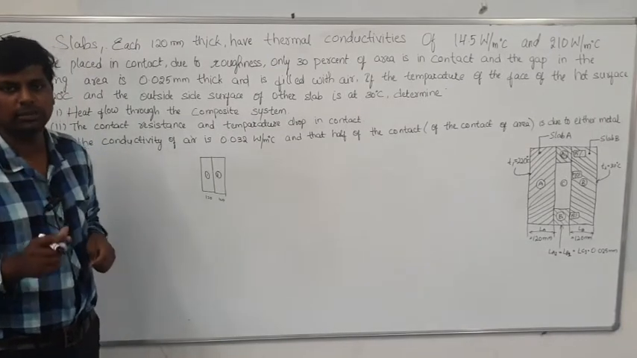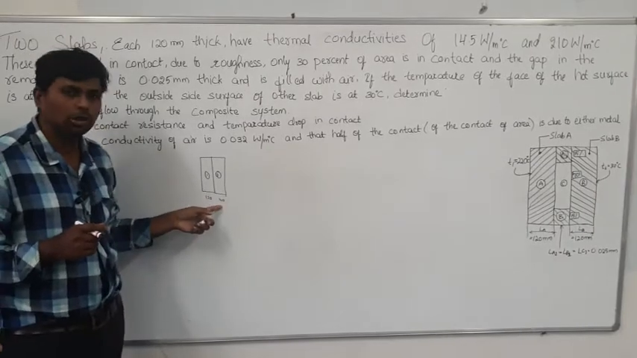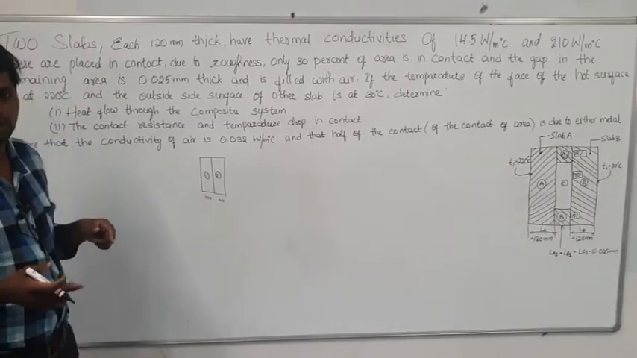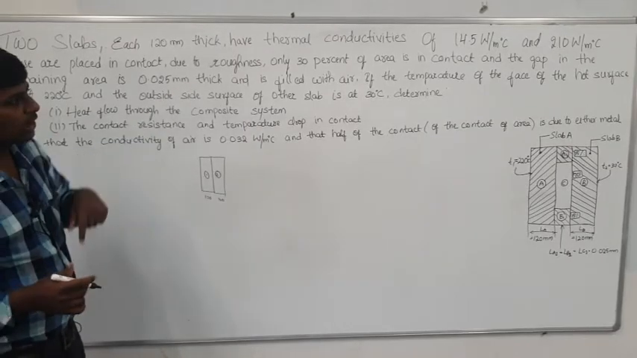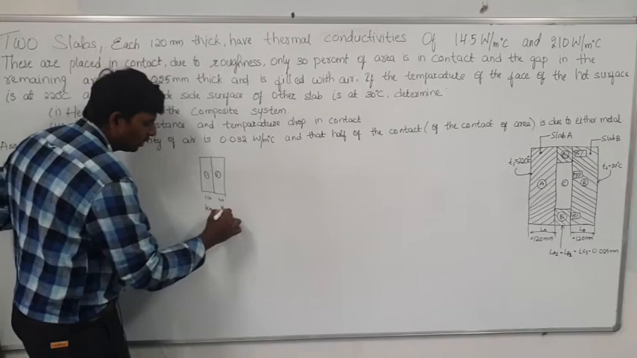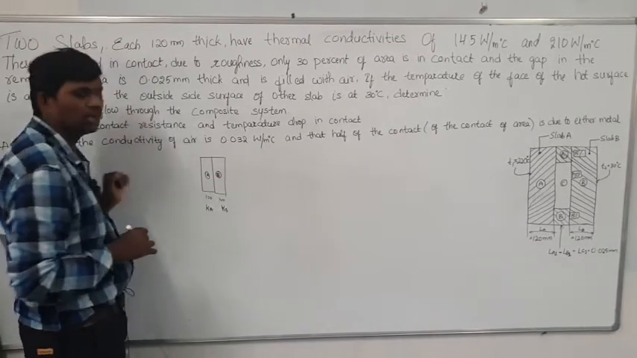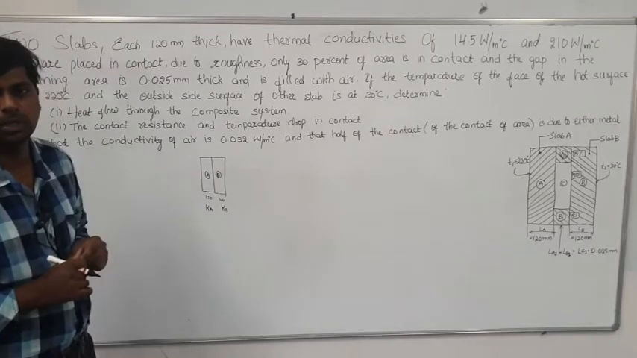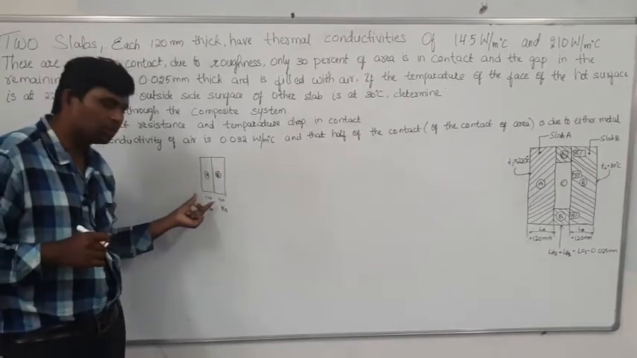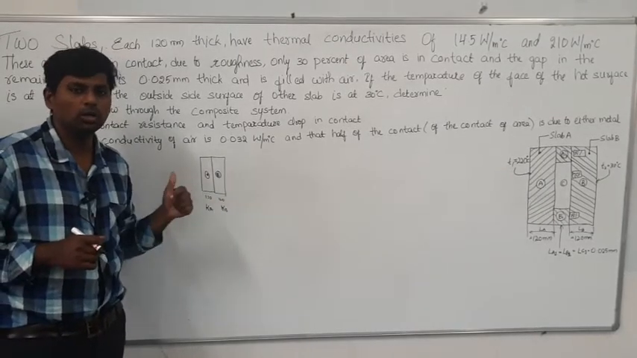So two slabs are given, each 120 mm. Later on we will convert into meters. After that, thermal conductivity is given: Ka for the first slab, which you consider as A, and Kb for the second slab, which you consider as B. The thickness of the first slab is 120 and the thickness of the second slab is also 120.